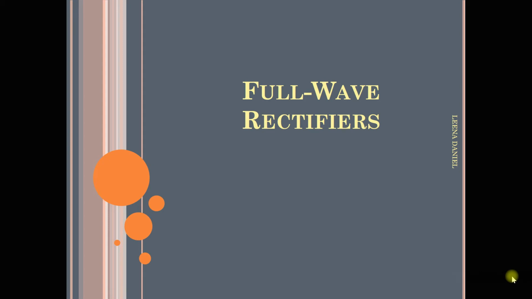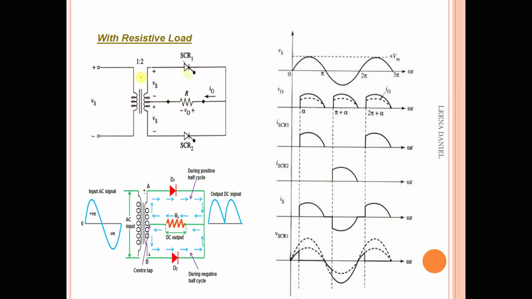Now let's see the full wave rectifiers. First is the full wave rectifier with resistive load. This is the circuit with SCRs, and this is the circuit with diodes. So in a full wave rectifier we get the output in both half cycles of the input wave. Means in the positive half we get the output, in the negative half we also get the output. So by using full wave rectifiers, the ripples are removed. Ripples can be removed from the DC voltage which we are getting in the output.